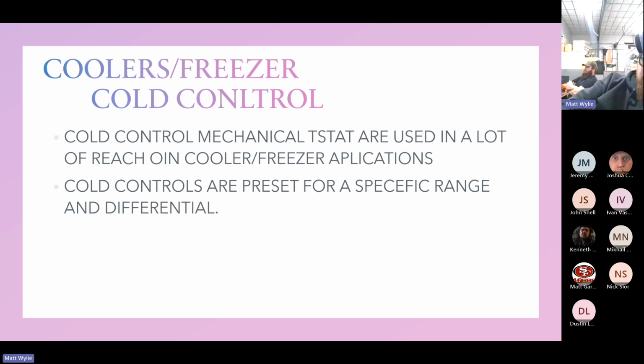And always check the preset for a specific range and differential. So if you have a new prep table or a new cold rail, always check and see what the specs are, because sometimes the factory doesn't get it right, and you'll have to change them.